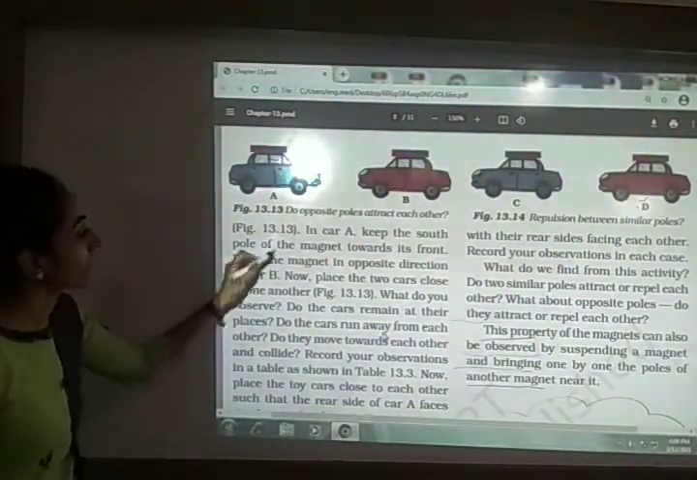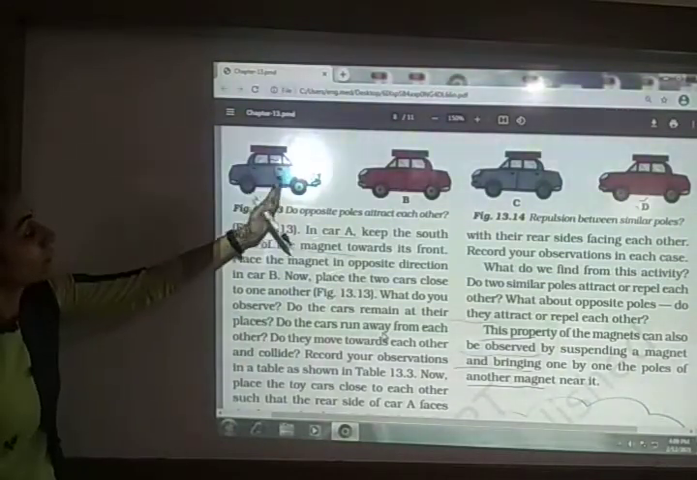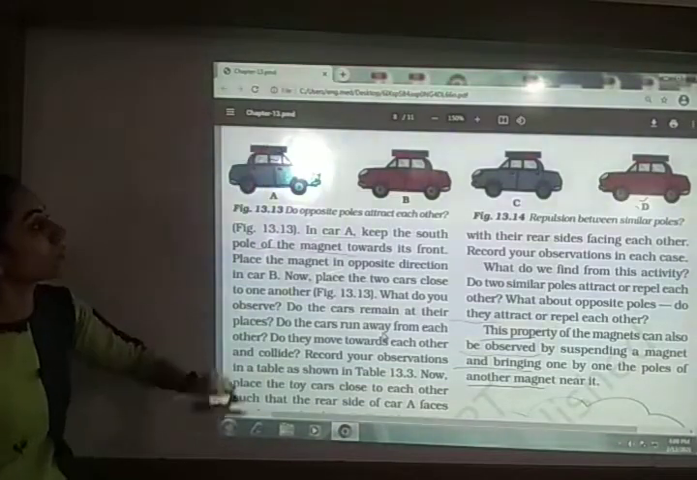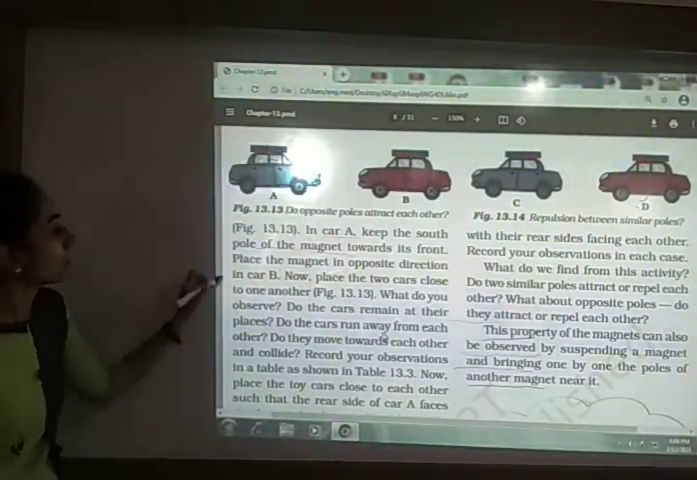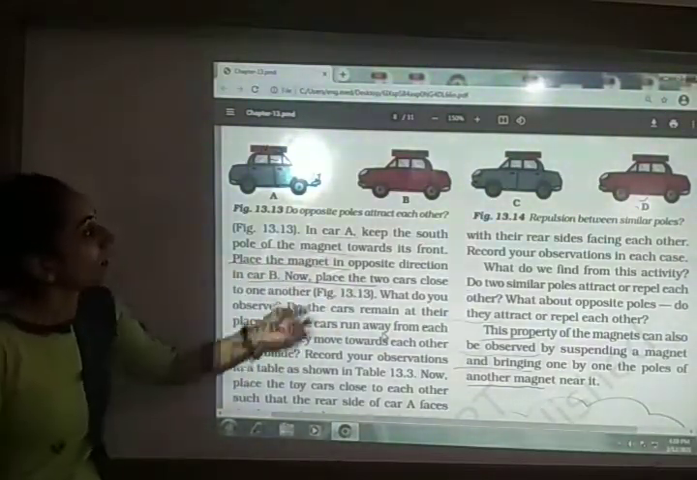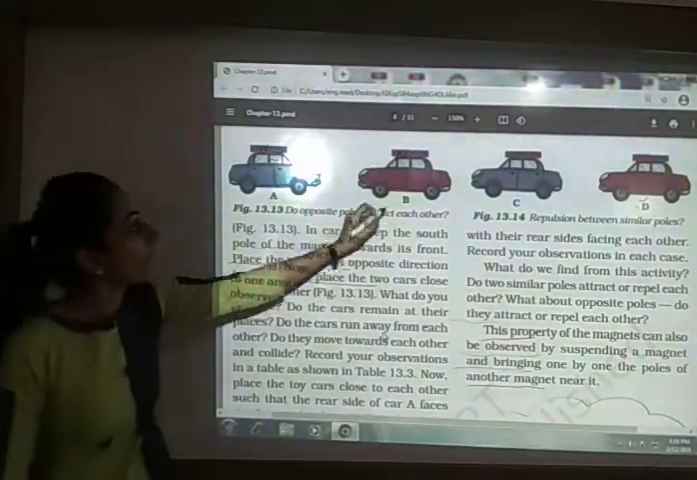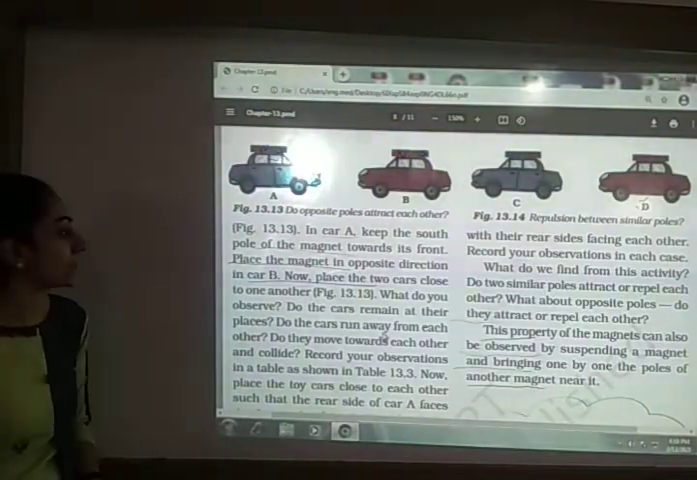Then in car A, keep the south pole of the magnet towards its front. In car A, let me take this one as the south pole and this one as the north pole. So the south pole is near the front of the car. Place the magnet in the opposite direction in car B. That means the north pole in car B is towards the front of the car and the south pole is towards the back, the rear side of the car.